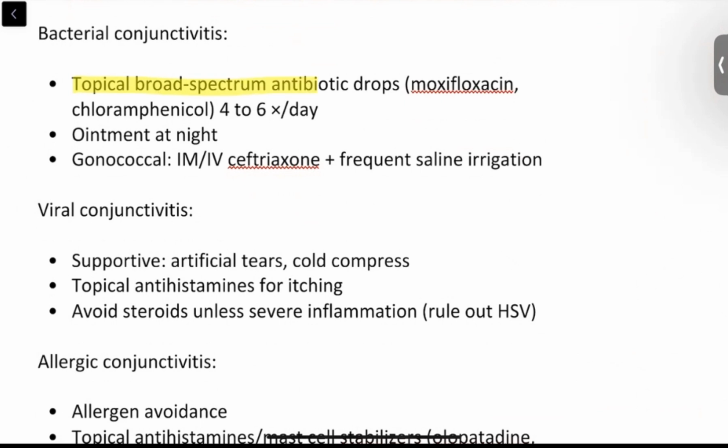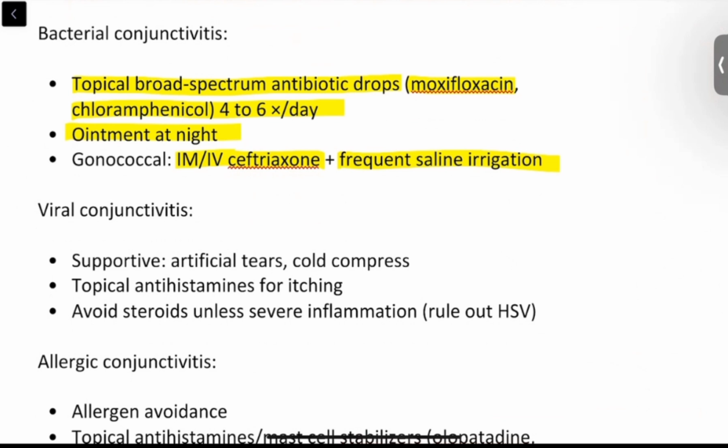Topical broad spectrum antibiotic drops like moxifloxacin, chloramphenicol for 4 to 6 times a day. Whereas we can also prescribe ointment at night. Same moxifloxacin ointments are also available. We can prescribe that. In case of a gonococcal conjunctivitis, IM or IV ceftriaxone plus frequent saline irrigation is needed.